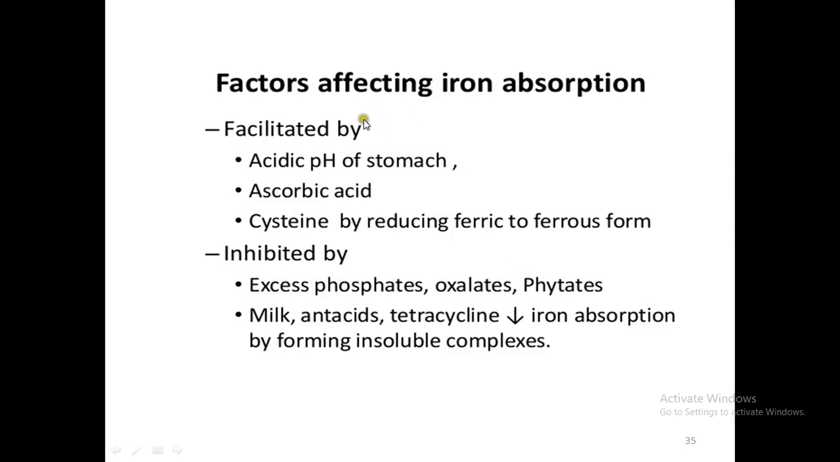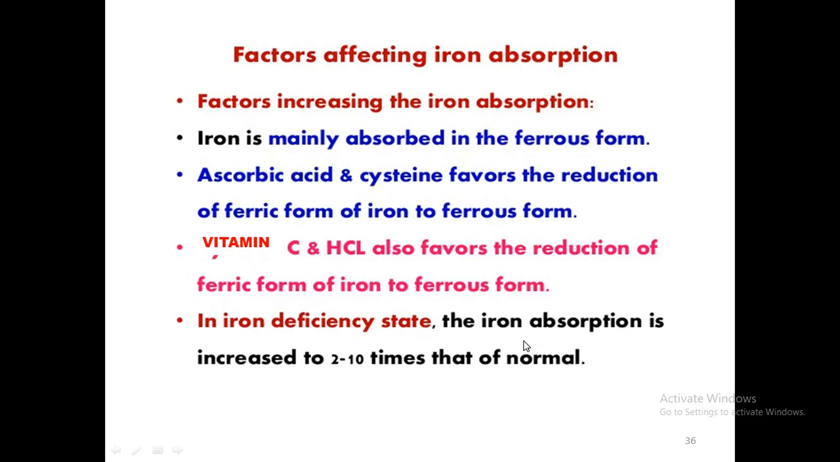So iron absorption is increased by acidic pH of the stomach, ascorbic acid or any other form of acid that is consumed with food like vinegar, citric acid. Cysteines reduce ferric iron to ferrous iron and hence they increase iron absorption. Iron absorption is inhibited by excess phosphates, phytates or oxalates in the diet. Milk, antacids also reduce the absorption of iron. Tetracycline antibiotic reduces iron absorption by again forming insoluble complexes.